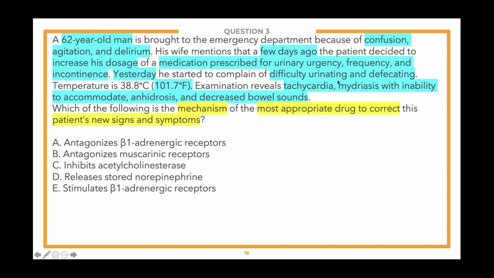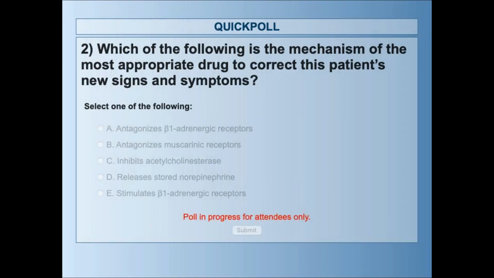So Jeff is going to go ahead and open up that poll. Okay, so we have launched the poll. Let us know. You've been thinking about this. There's a lot of information in this particular one. There's a lot connected to this story. So which of the following is the mechanism of the most appropriate drug to help this patient deal with their new signs and symptoms?